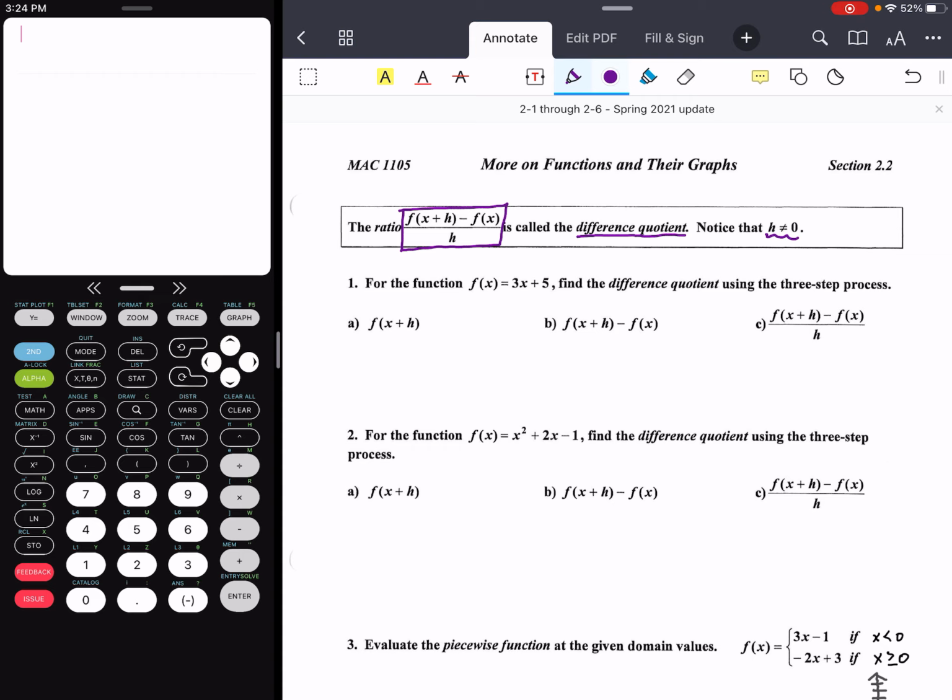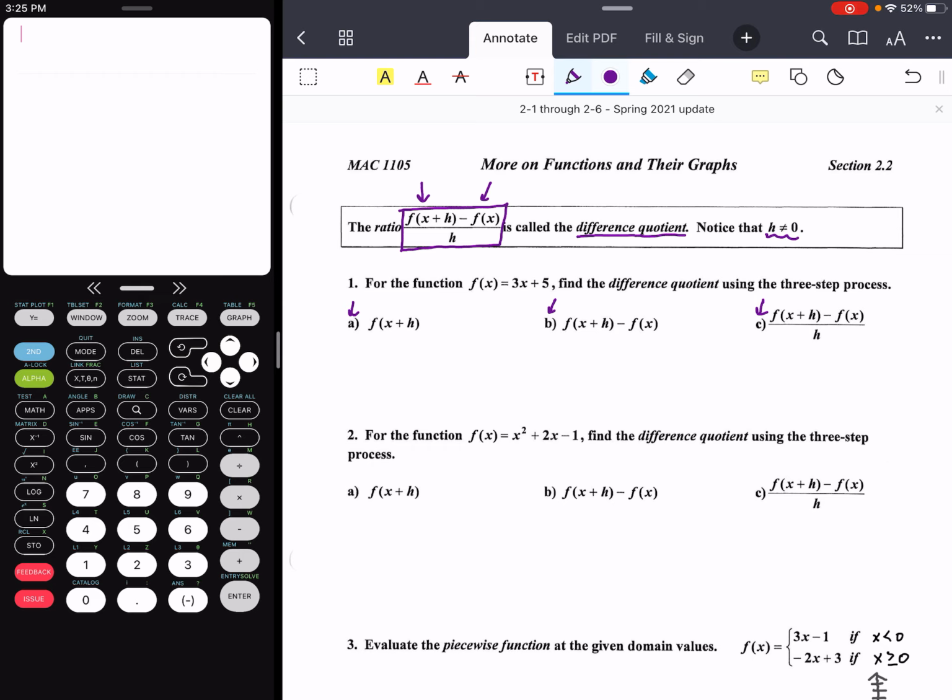So the first chunk is finding f of x plus h. That's part A. The second chunk is taking that f of x plus h from the first part and then subtracting f of x. That's your numerator in part B. And then part C is taking that numerator and dividing it by h, and that'll give you your final answer.